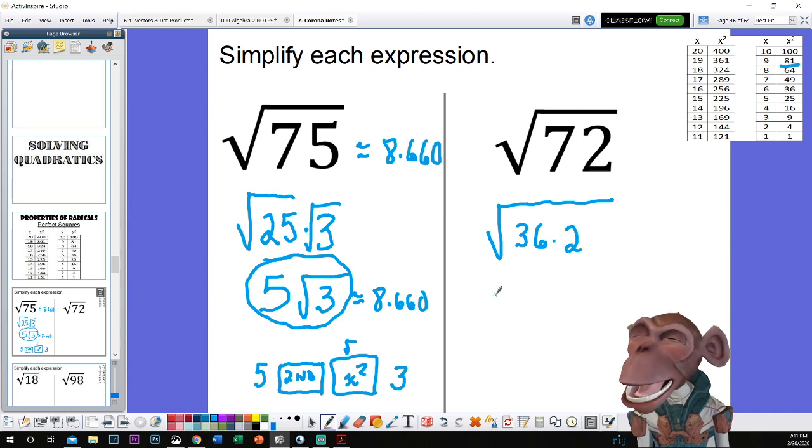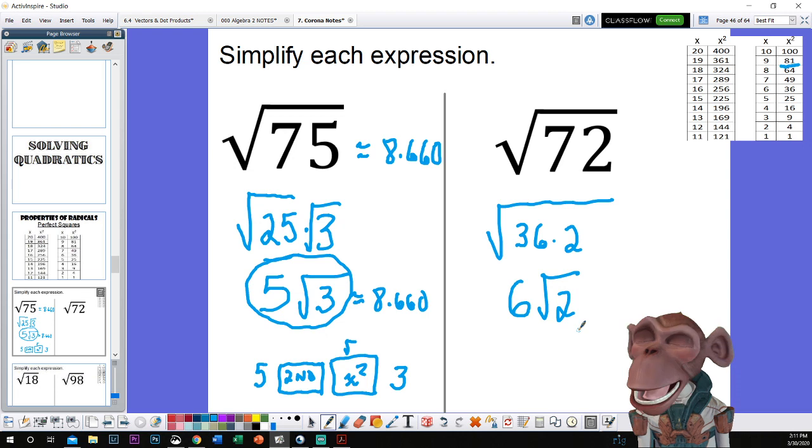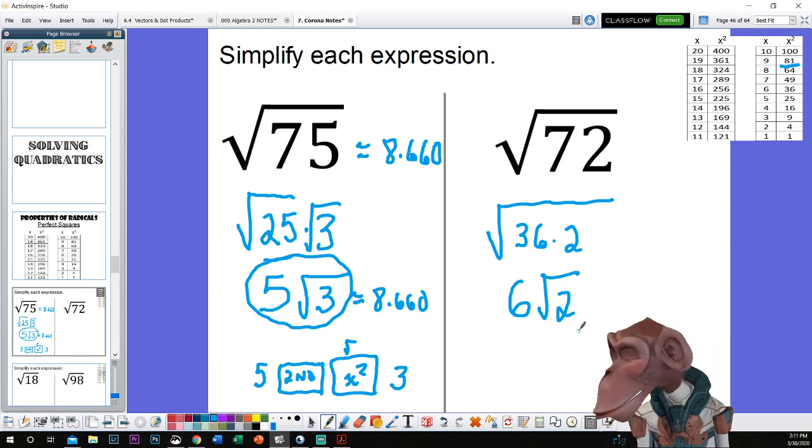What is the square root of 36? 6. What's the square root of 2? We don't know. So we put square root of 2. Again, if I wanted to check my answer, I would take out that calculator, hit square root of 72, and that gave me 8.485.